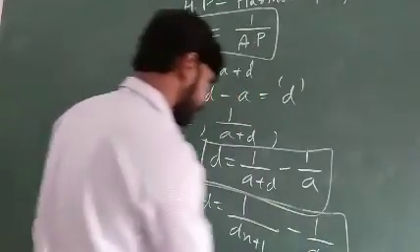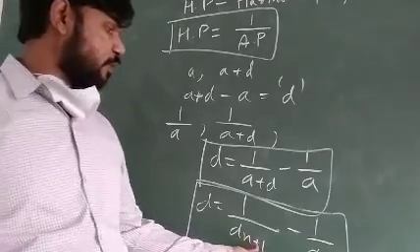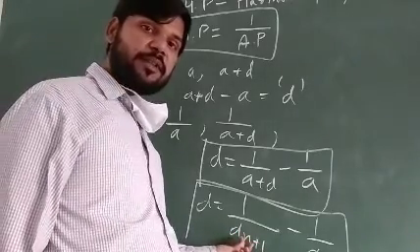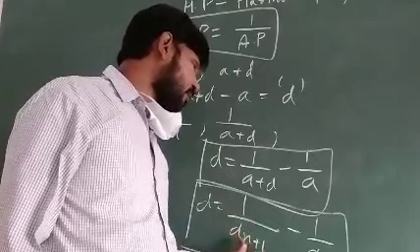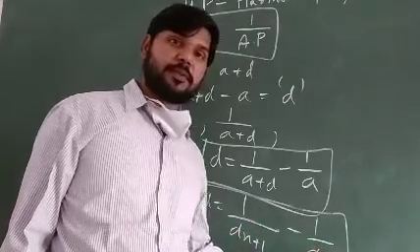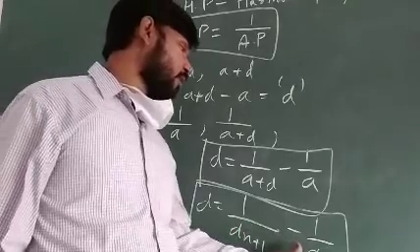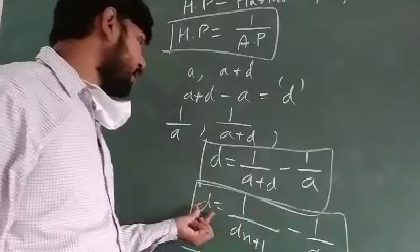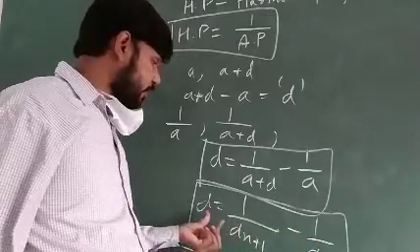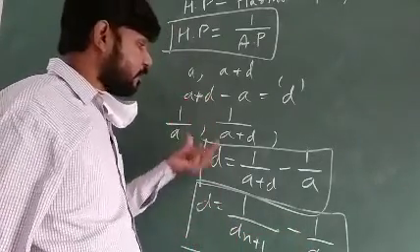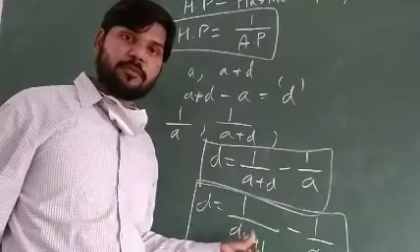D equals 1 upon A(n+1). Here n means, suppose we are having the fifth term, then n plus 1 means the sixth term: 1 upon the sixth term minus 1 upon the fifth term. From two consecutive differences, we will have the common difference in AP, and from the two consecutive differences, we will have the common difference of HP also, but in reciprocal form.